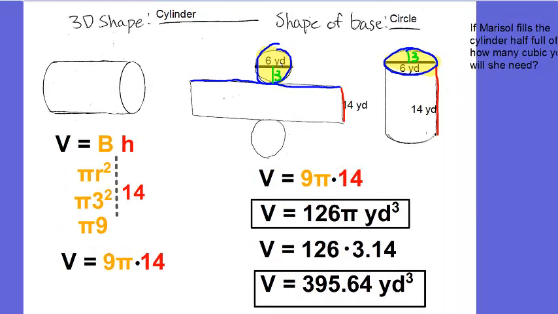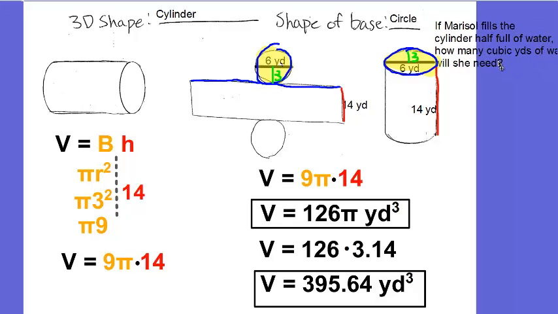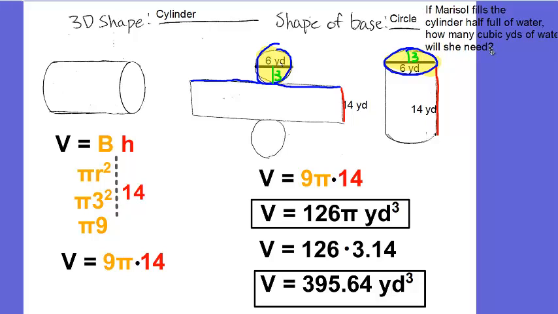3 fits into 3 once. 1 times 3 is 3, so you would say it out loud. Subtract and get 0. Bring down my 6. 3 fits into 6 twice. 2 times 3 is 6, and I'll be left with nothing. So 1/3 times 36 is 12.